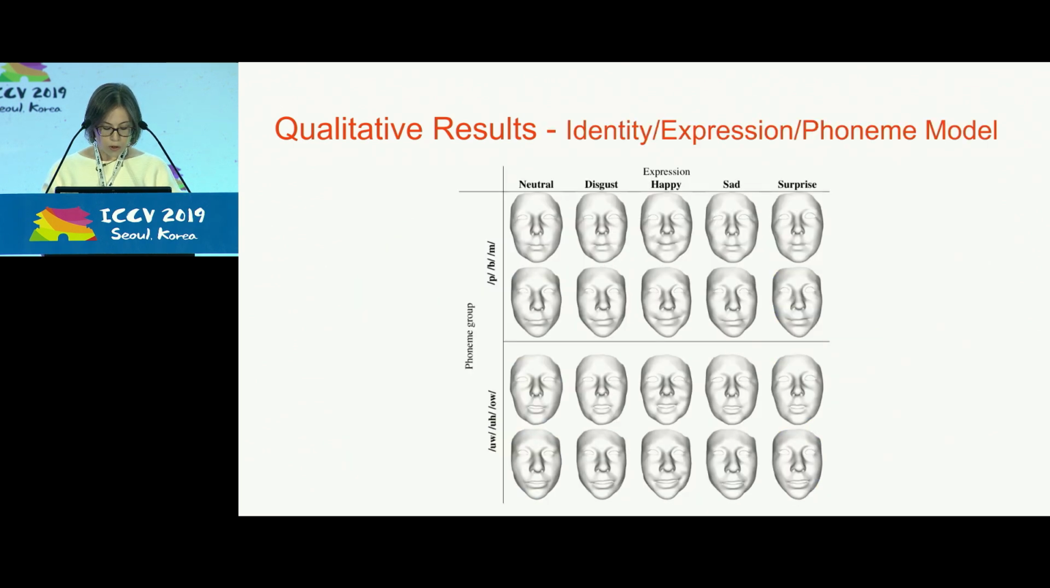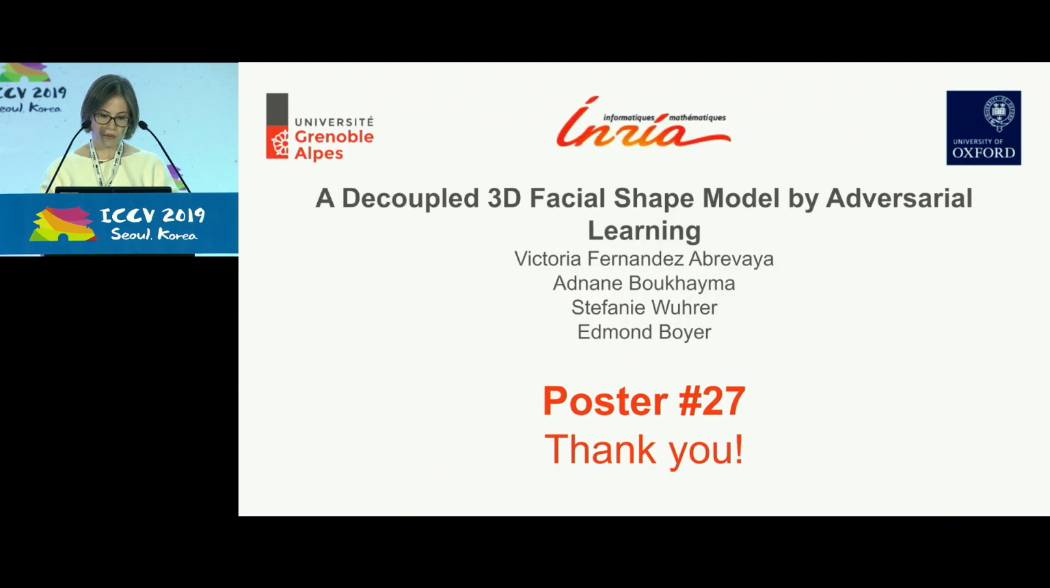Finally, a benefit of our approach is that it can be easily extended to more factors of variation. As an example, we trained a model that can be parameterized not only by identity and expression, but also by phoneme generation aspects, as shown in the figure here, where we generate 2 phonemes for 2 different identities and 5 different expressions. Thanks for your attention, and if you have any questions, please come by our poster.